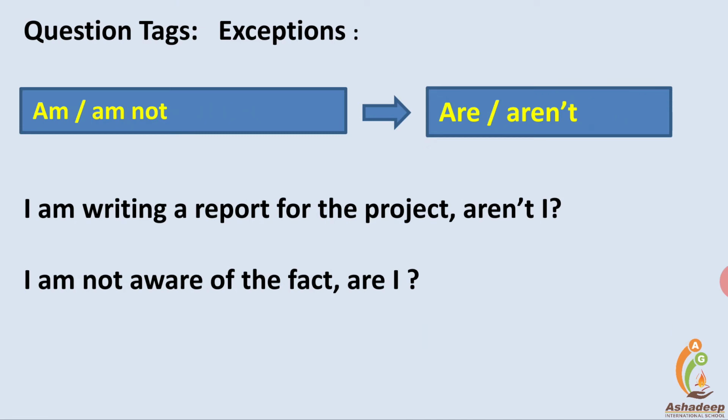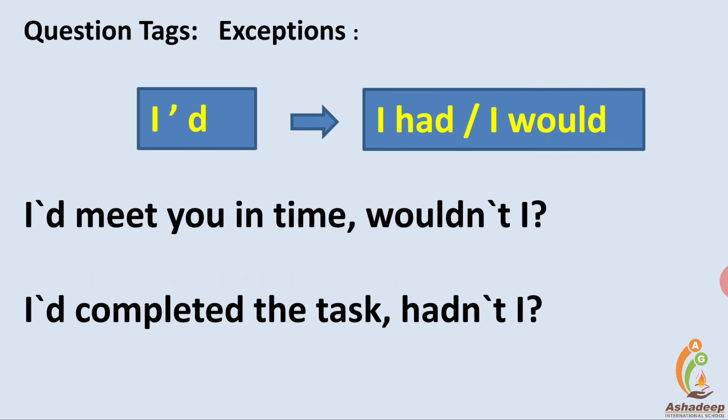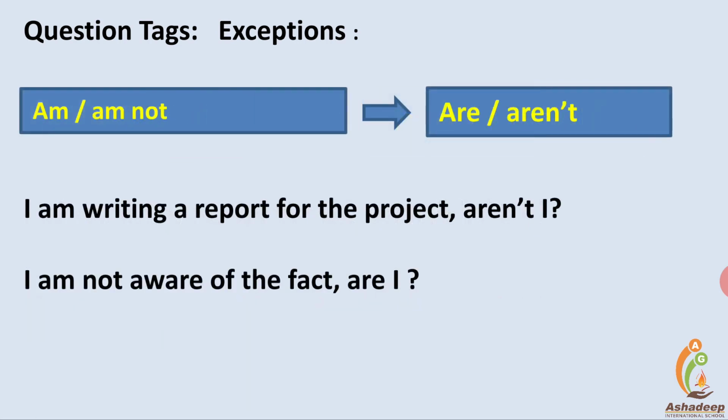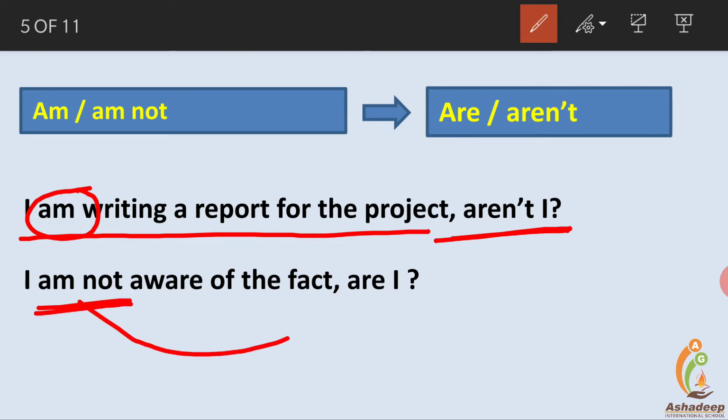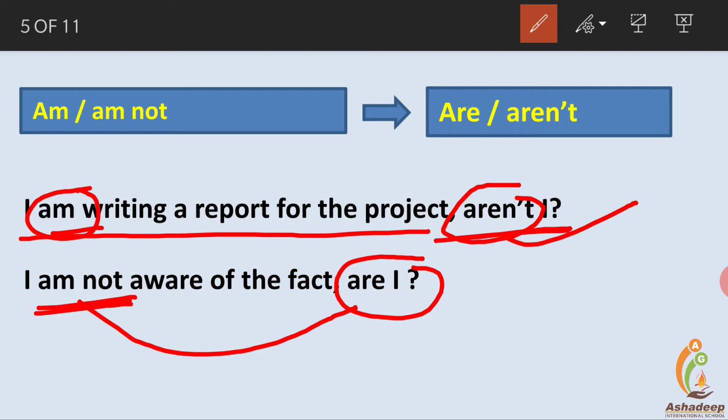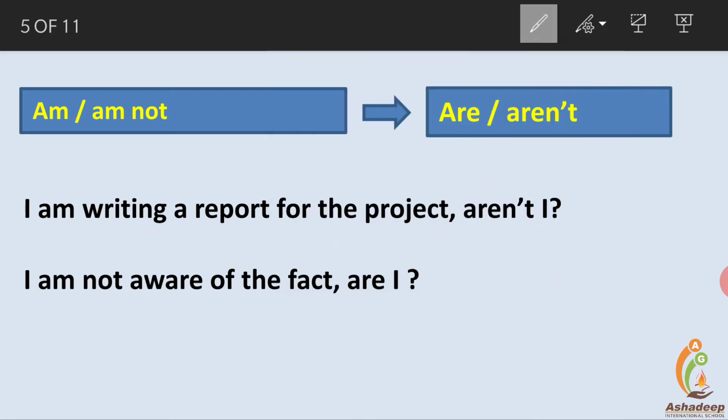Am not, we have already discussed. Amn't is not used. I am writing a report for the project, what we discussed earlier. The negative form of am is aren't I, and if it is negative, am not, its positive form will be are. We do not use amn't or ain't like that. Negative form aren't and positive form are for both am and am not. I am writing a report for the project, aren't I? I am not aware of the fact, am I? This is the way sentences with am are written.